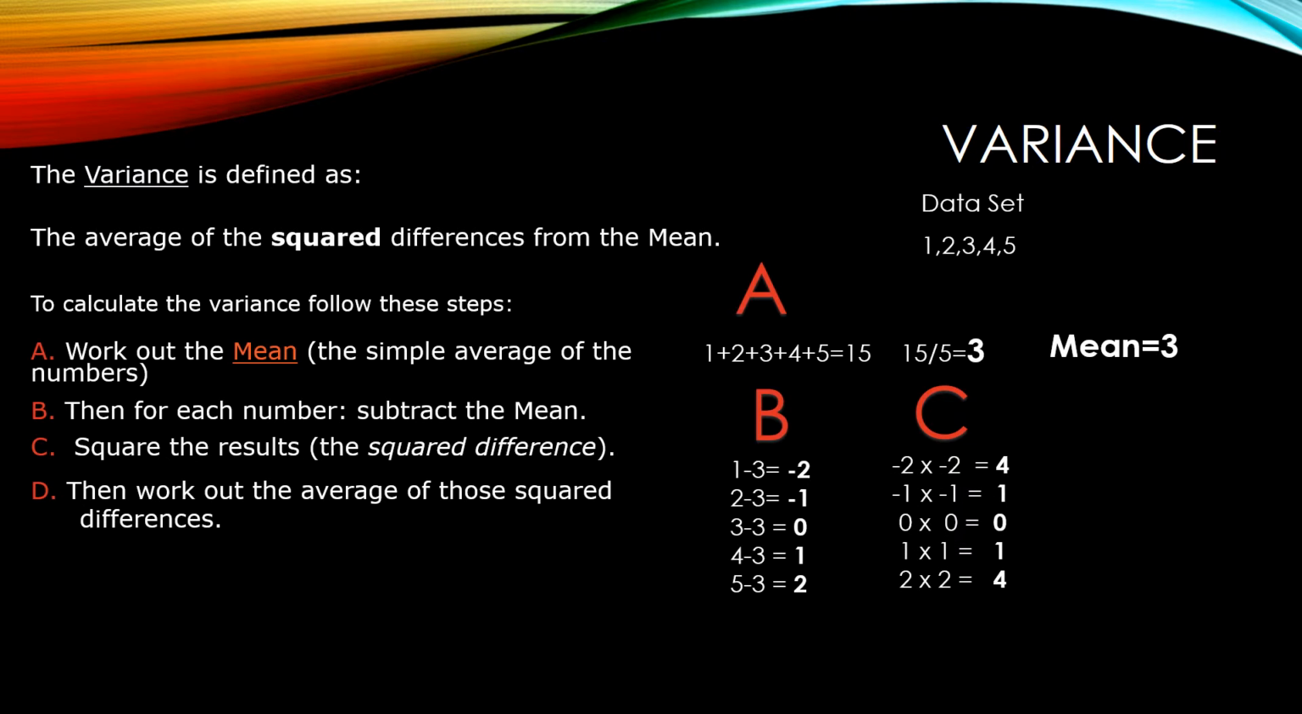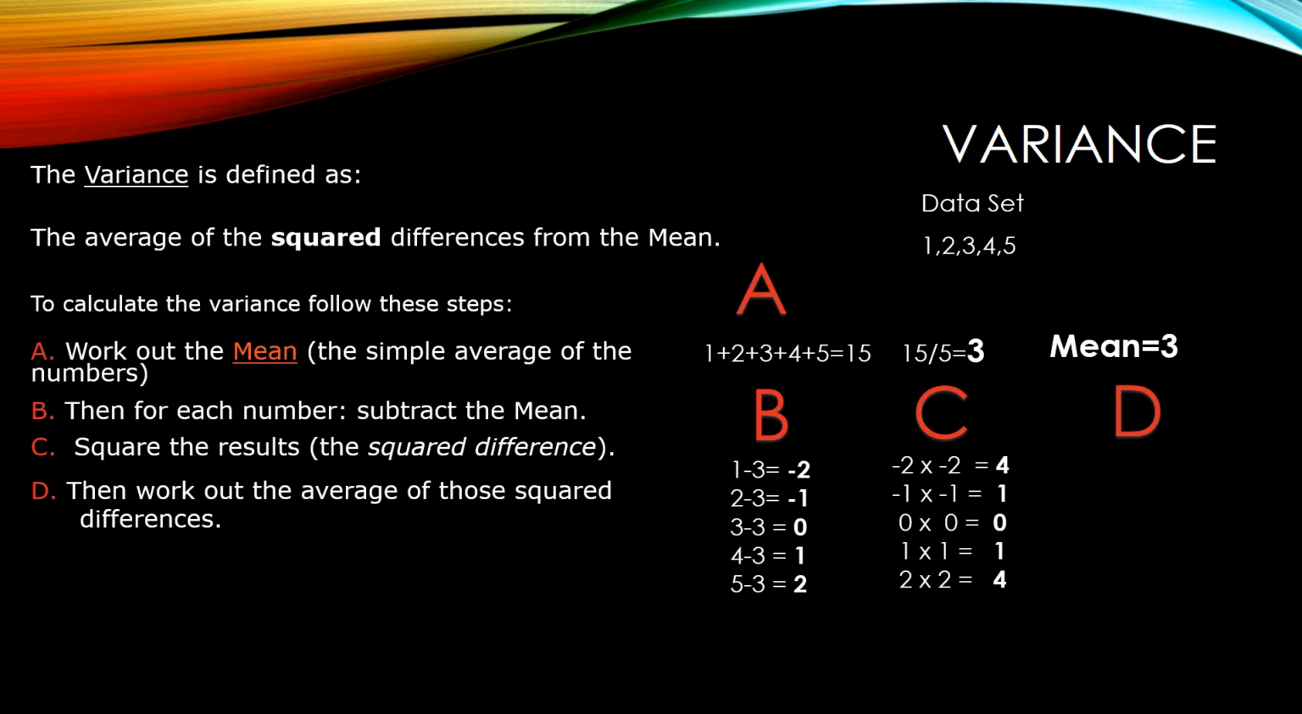So we had the result of negative 2, so we're going to square that. That means taking it, multiplying it by itself, times itself. So negative 2 times negative 2 is 4. Negative 1 times negative 1 is 1, so on and so forth, and that is how we complete step C.